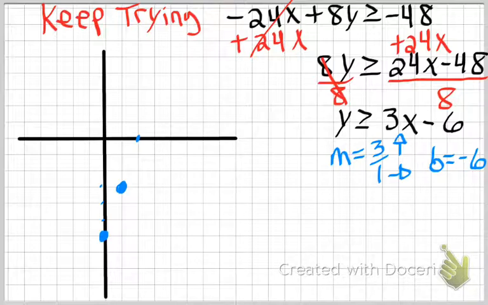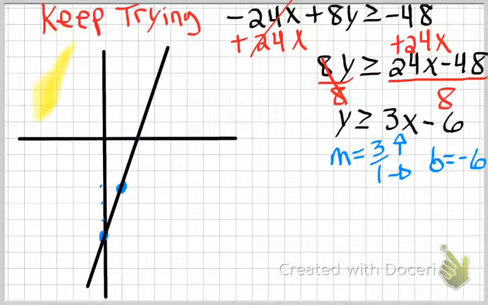It's going to be a solid line because it has the or equal to. And it's greater than, and everything that's greater than is everything above it. So it's going to be shaded above. Alright, get your line down. And like I said, it's greater than, so everything's shaded above.